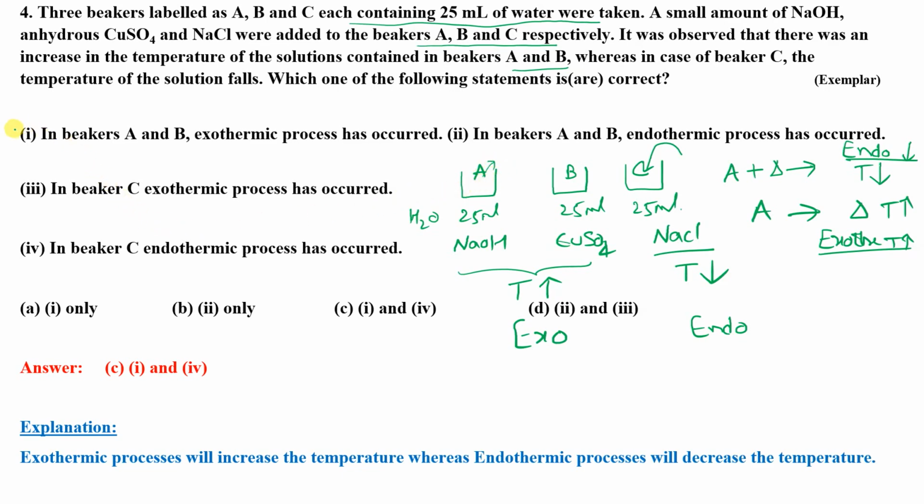So A and B are exothermic. A and B endothermic is wrong. C exothermic is wrong. C endothermic is correct. So 1 and 4 are correct. I hope this question is clear to everybody.